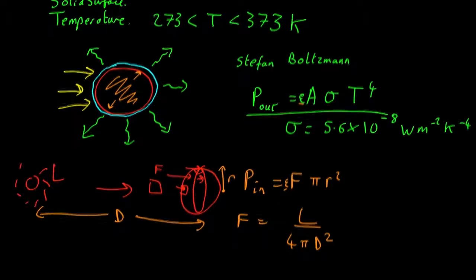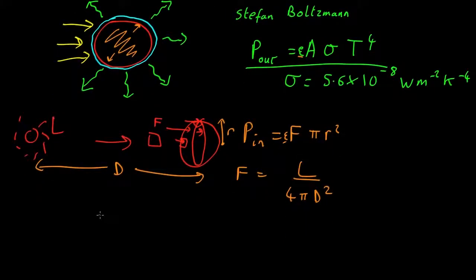So let's set these equal to each other. We get the power in, which is flux times pi r squared, equals the power out, which is the surface. For the power out, the area is the entire surface area. So surface area of a sphere is 4 pi r squared.